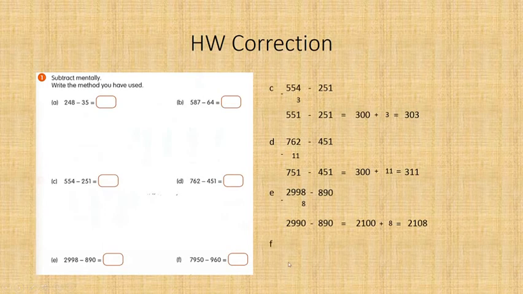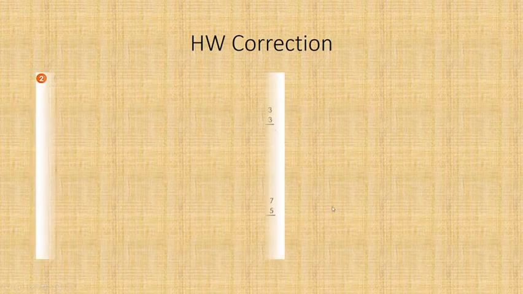Question number F. 7,950 minus 960. In the first number, I added 10 to be equal to 7,960 minus 960. So here it's very easy to do. I'm just subtracting this number minus this number, which is equal to 7,000. But take care, you added 10 to the question, so subtract 10 from the answer. So it's going to be equal to 6,990.